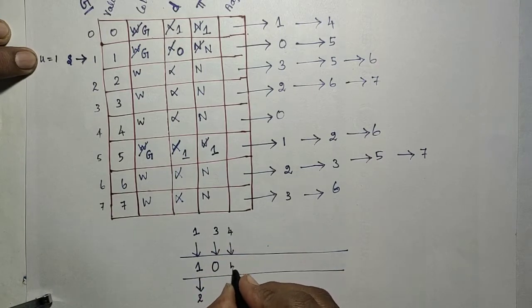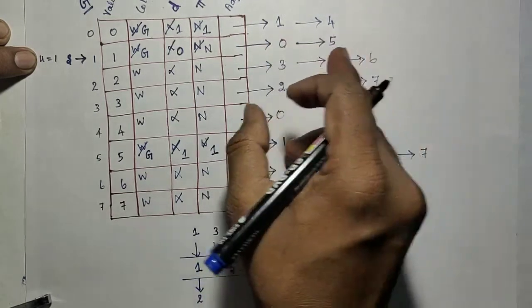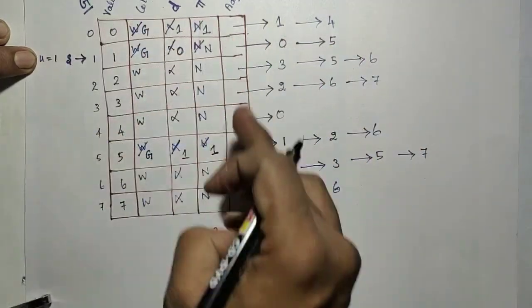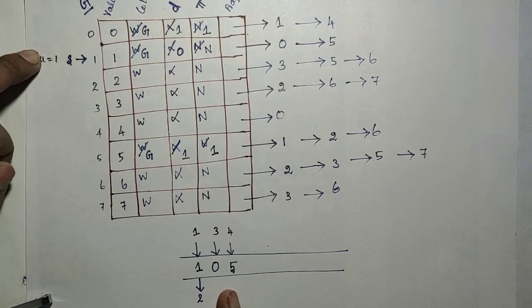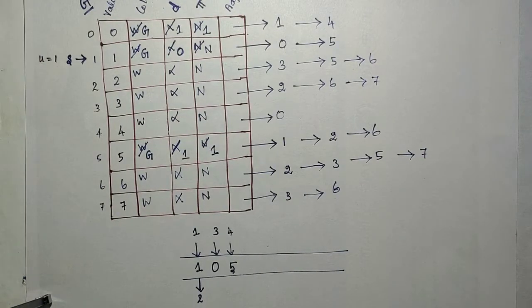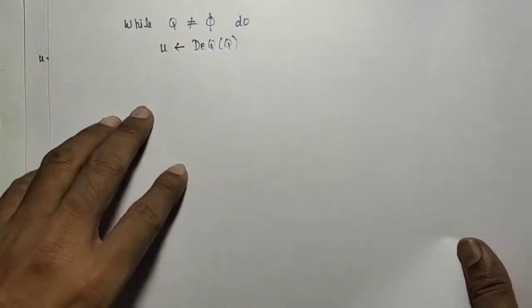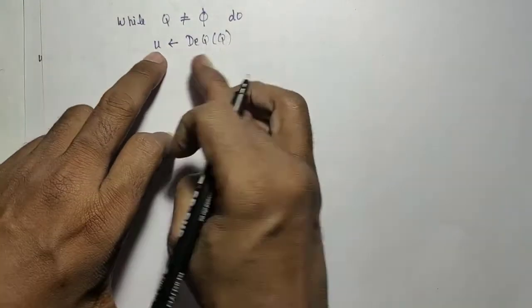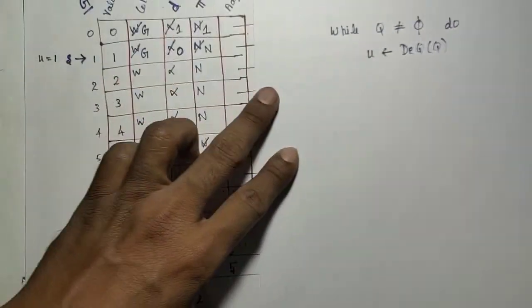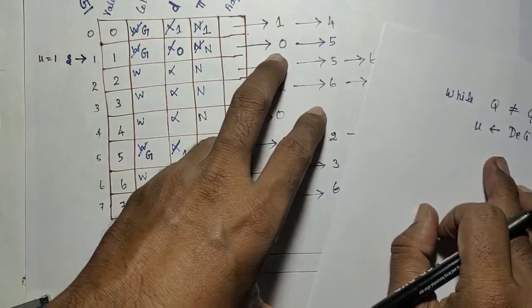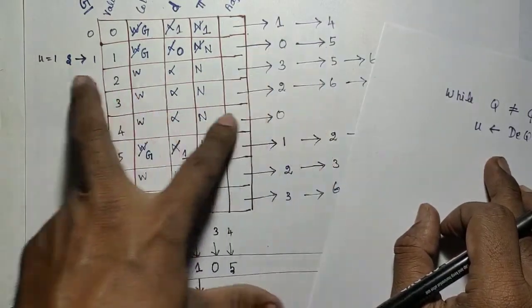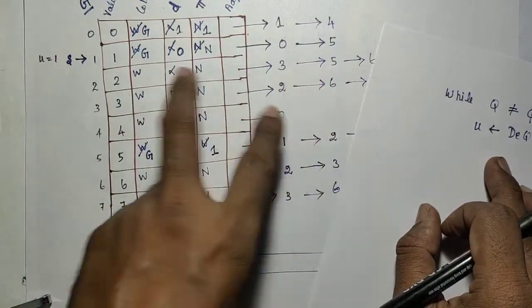Insert 5 after 0. So we have visited this node and then inserted it into the queue. Correct? We will write the corresponding code, then we will come back to here. So what we have done is we have dequeued and named it U. Then for each adjacent node of U.